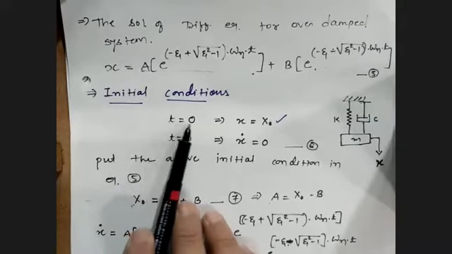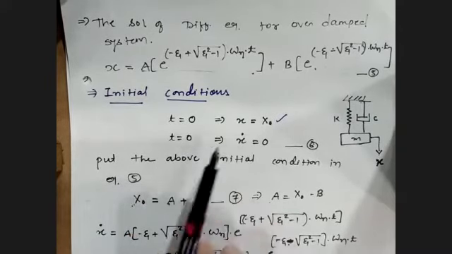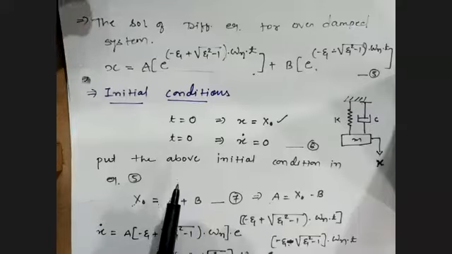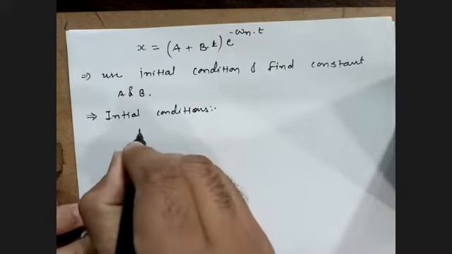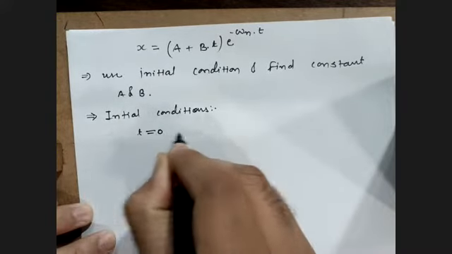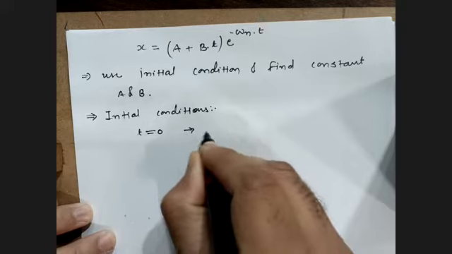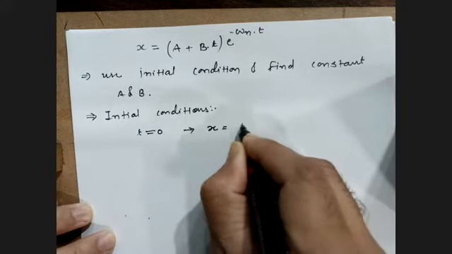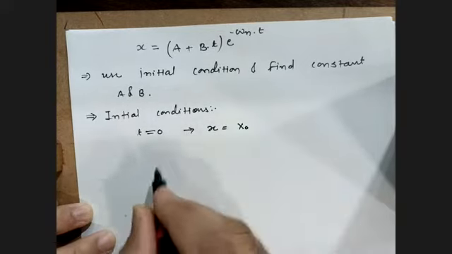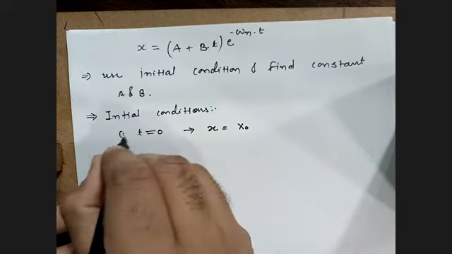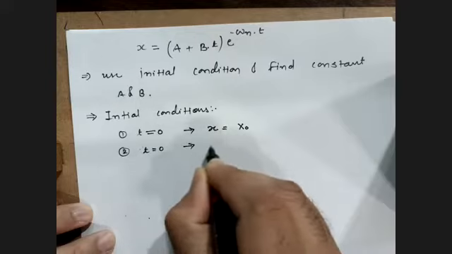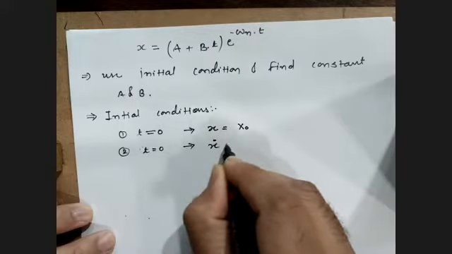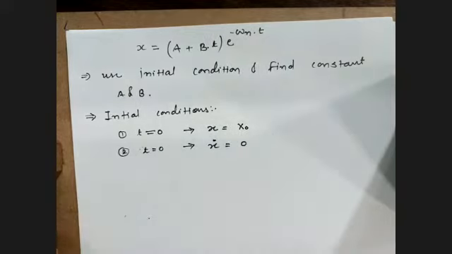At time t0, x is equal to x0. At t0, x dot is also equal to 0. So this is the initial condition at time t0. The x displacement is at its maximum value x0, and this is what we call the first condition. Second condition: at time t0, the velocity must be 0. This is your initial condition.